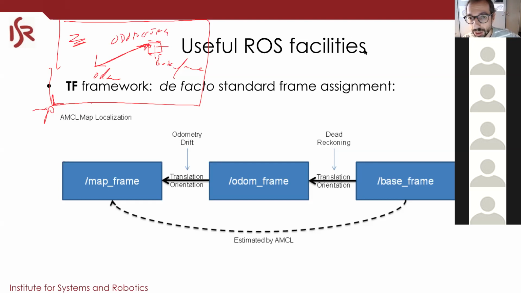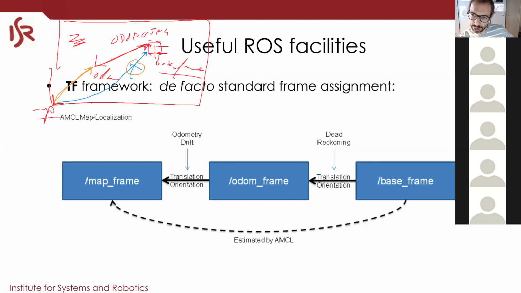What does the localization do? The localization system estimates this transformation, but it does not publish this transformation. What localization typically does is publish the transformation from map to odom, such that when composed with this transformation it will give you the estimation of where the robot is. So what localization systems typically do in ROS is publish a correction to the odometry, such that when you want to get where the robot is, you should query the base frame with respect to the map.